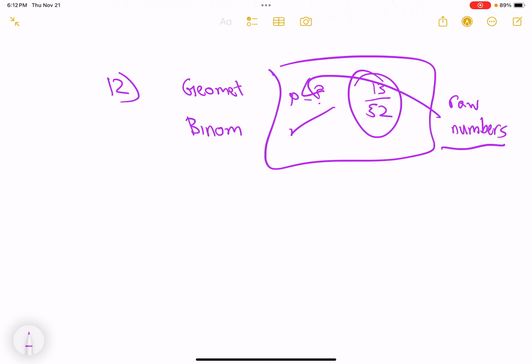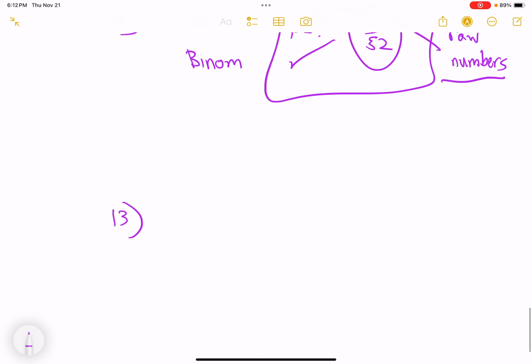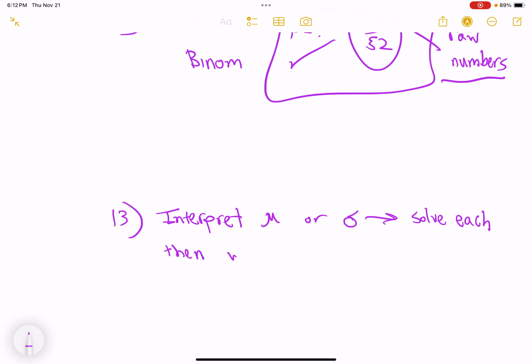Guys, there are only 2 more Unit 3-4 pro tips left. Number 13, second to last. Remember that when I say interpret, and these are the easier ones, interpret your mean or your standard deviation, what I'm saying is solve each, then write sentences explaining them.